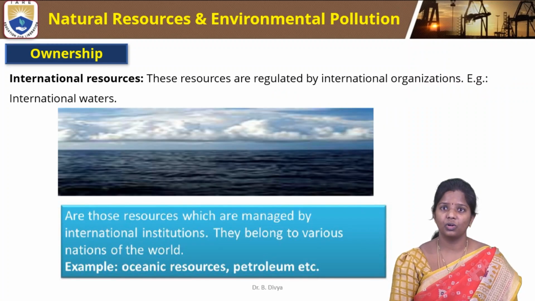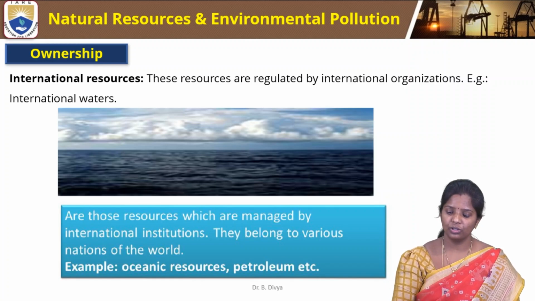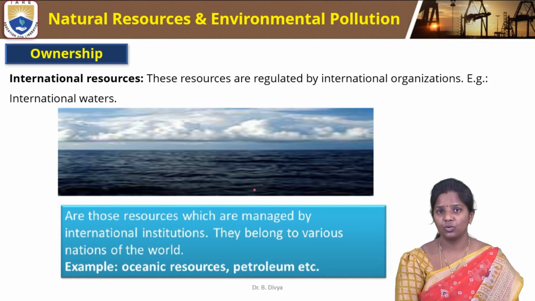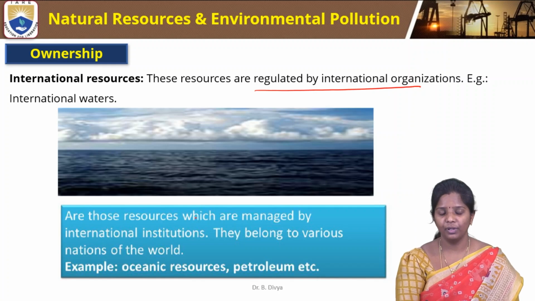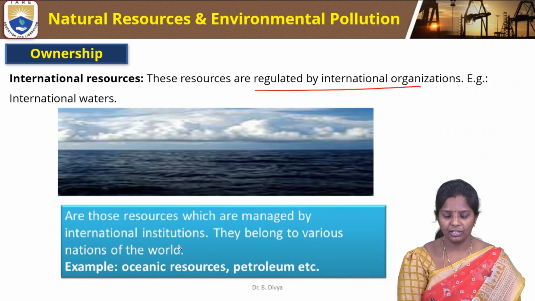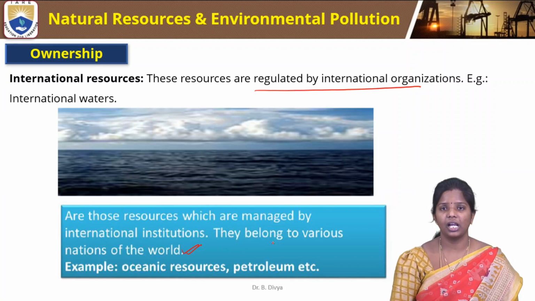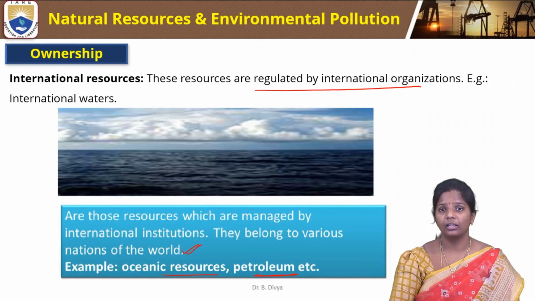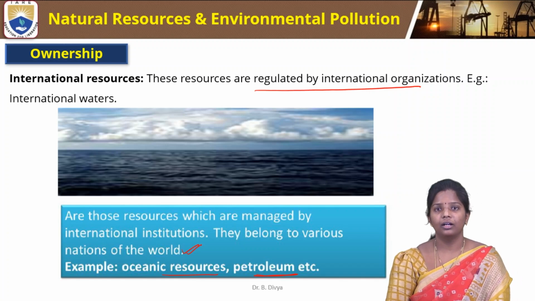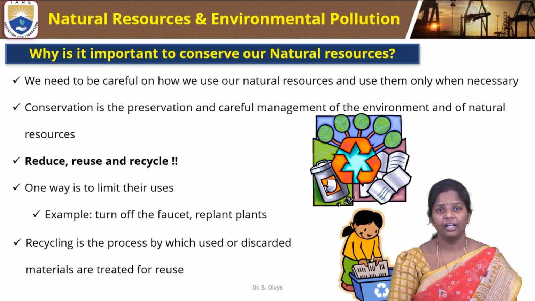Next are the international resources. What are the international resources? Here, different countries come together in discussions for any purpose like usage, utilization, or modification of a particular resource, and these are regulated by international organizations. Example, international waters. Various nations of the world will be participating in the discussions, and only then the utilization takes place. Examples are oceanic resources, petroleum, etc. So these come under international resources that are available and can be used only with permission and authority from the national and international authorities.